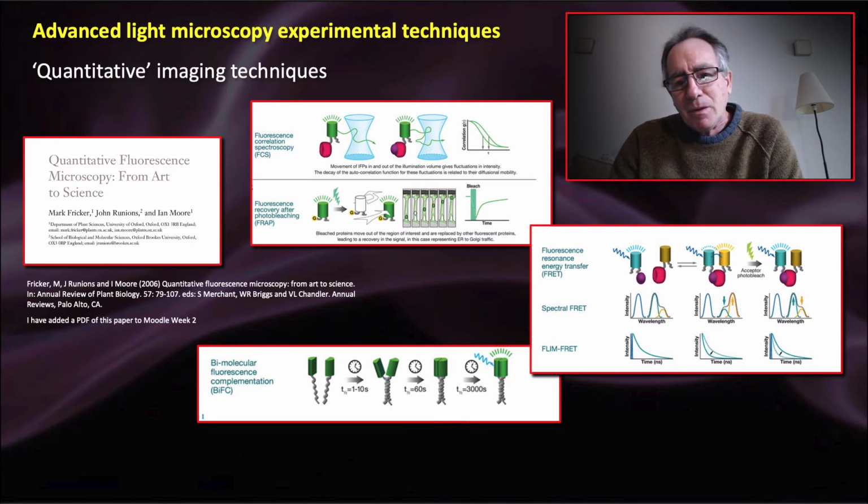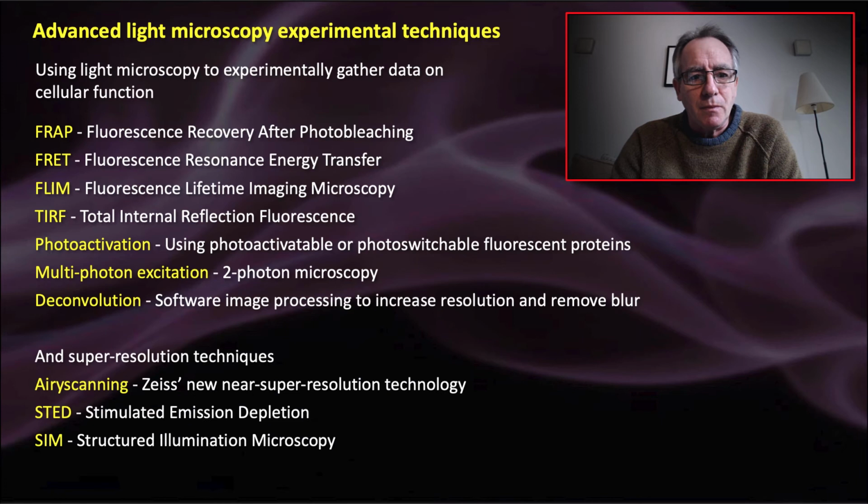I've asked you as part of the Bio 6001 cell biology course to do an essay for me on experimental cell biology, and I've assigned a list of topics that include things like FRAP, which is indicated here, FRET, which is indicated here, and bimolecular fluorescence complementation, which is indicated here, and I'm going to go through each one of those techniques in this presentation. So, using light microscopy to experimentally gather data on cellular function.